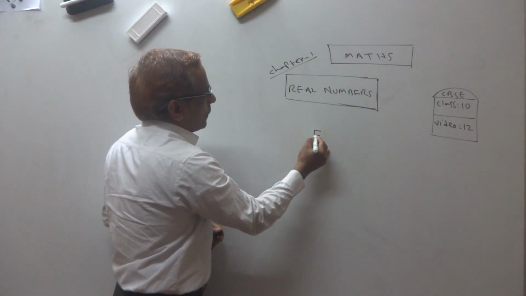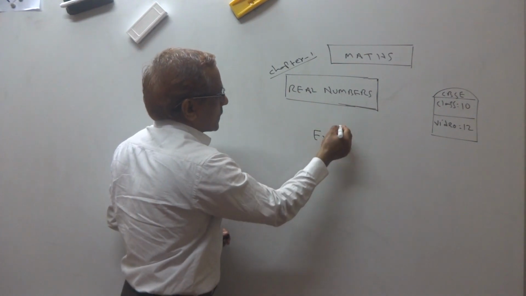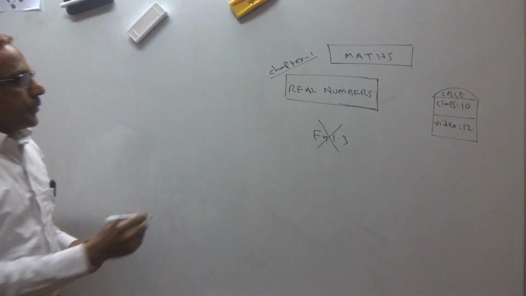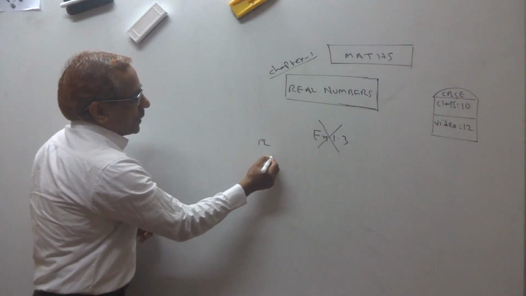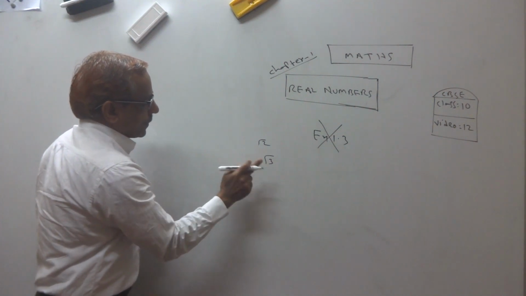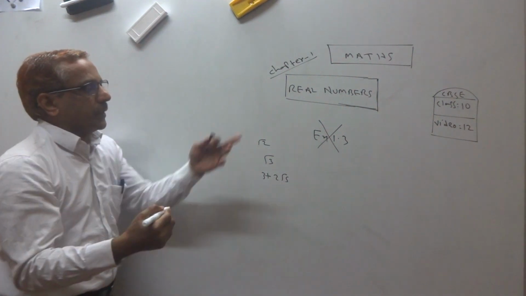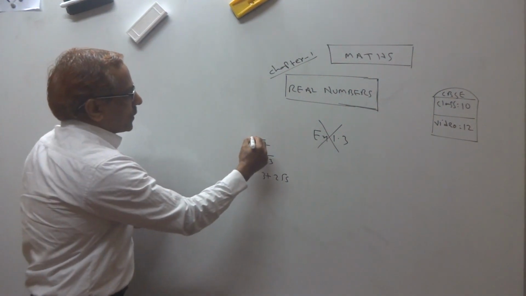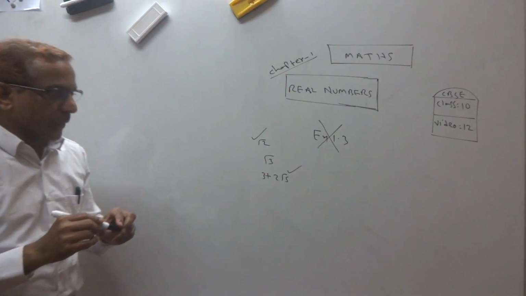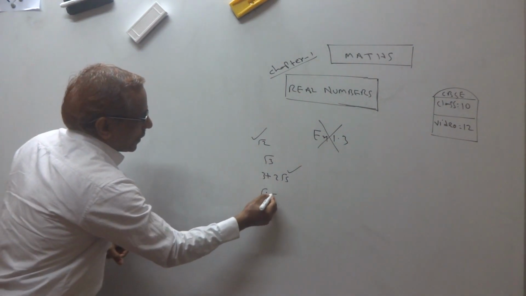In the last video, the 11th video, we completed the third exercise. Show that root 2 is irrational, root 3 is irrational, 3 plus 2 root 5 is irrational. This type of questions we completed in the last video. You know that this is the first type and this is the second type of question. Plus we did some extra questions also, this type.